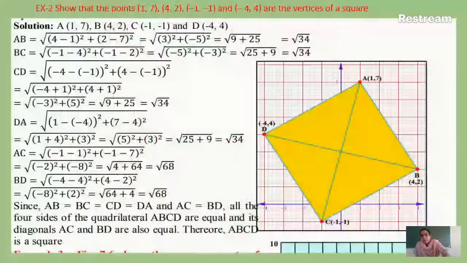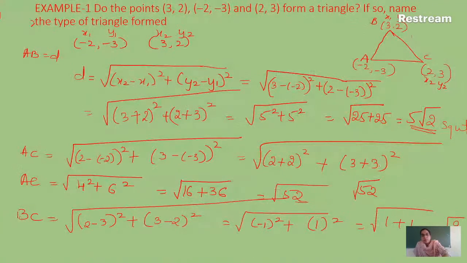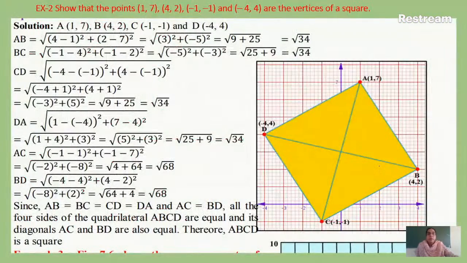Right? We will see one more question here. In the question, it is given, show that the points 1, 7, 4, 2, minus 1, minus 1, minus 4, 4 are the vertices of a square.